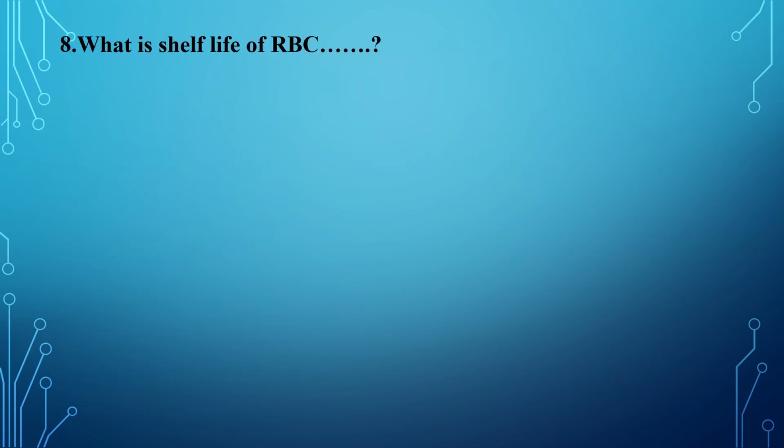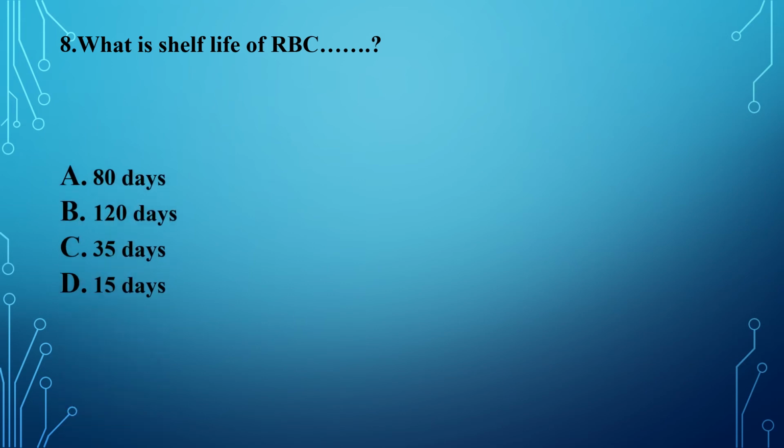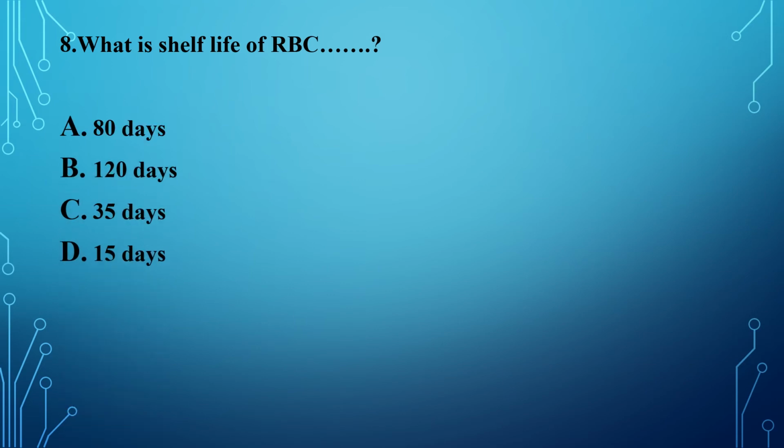Eighth one, what is the shelf life of RBC? What is the shelf life of RBC? So the options: A, 80 days, B, 120 days, C, 35 days, and D, 15 days. So the answer is C, 35 days.